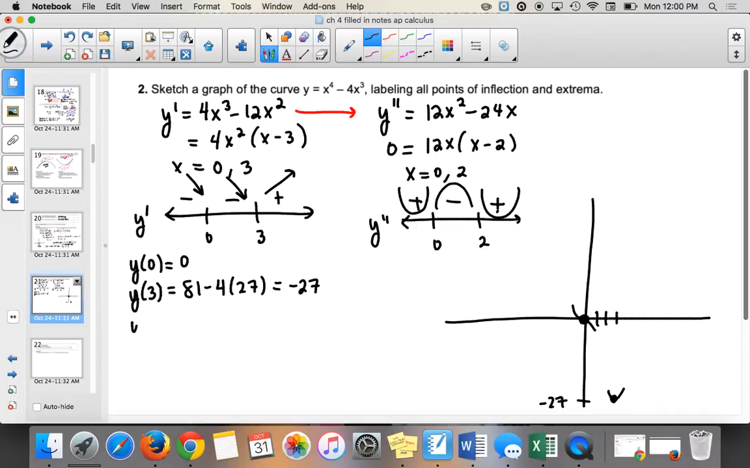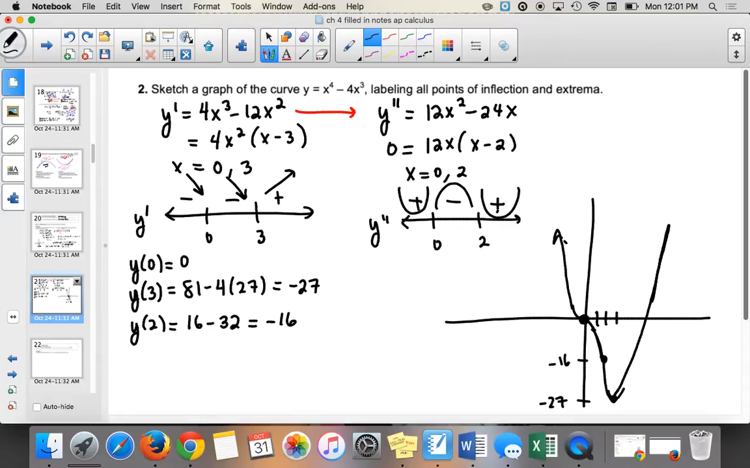How about 2? So y of 2 is going to be 2 to the 4th, which is 16, minus 4 times 8, which is 32. So negative 16. What is that? Yeah, that's one of those inflection points, right? So that's where it's changing from down to up. So this is what our graph looks like. Oops, that's kind of weird.